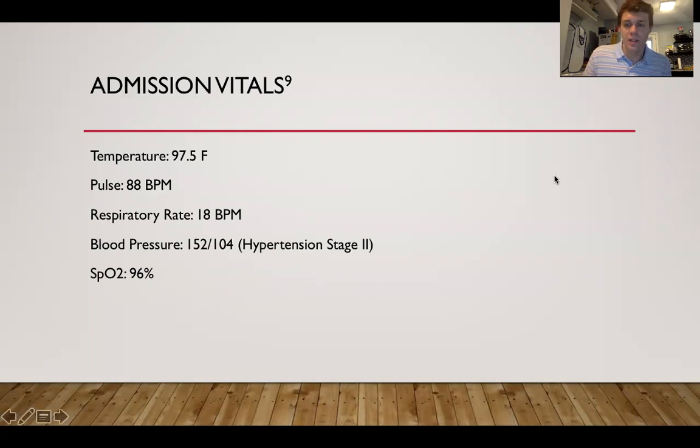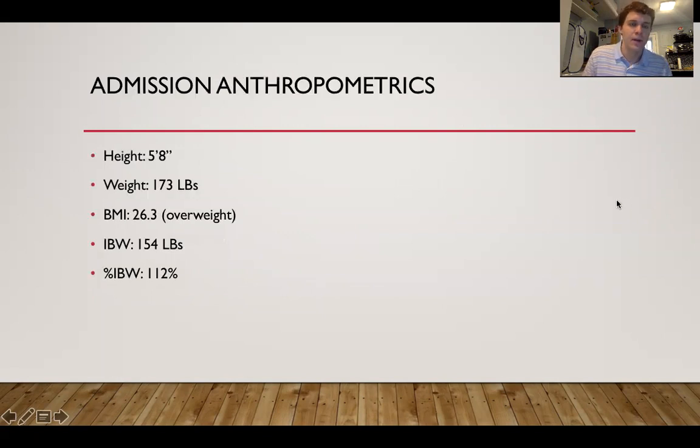Alrighty, so upon admission, his vitals, just making sure I was on the right slide there, his vitals: normal temperature, pulse, respiratory rate, and oxygen saturation. His blood pressure, based on the new hypertension guidelines, 152/1/4, classified him as hypertension stage 2, which was expected because he was brought there for not taking his blood pressure medication. Anthropometrics: 5'8", 173 pounds, BMI at 26.3, so he was overweight, and he was 112% of his ideal body weight.